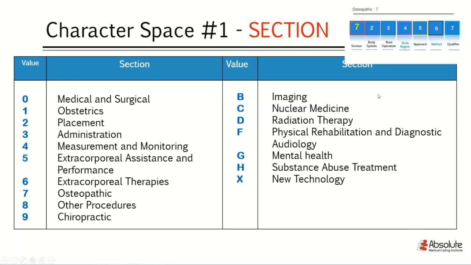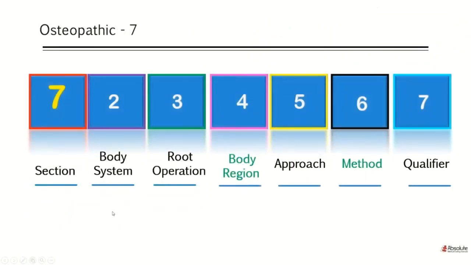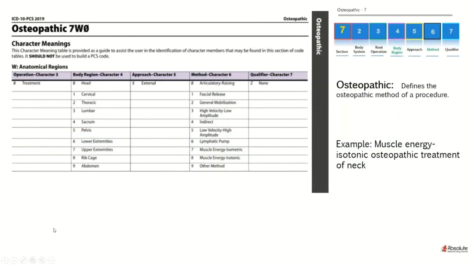Character space 1, section 7 is osteopathic. And we have our section, our first character is section, 2nd body system, 3rd root operation, 4th body region. We have our approach, 6th method, and your 7th character will be your qualifier. All right, now let's go ahead and define what osteopathic procedures will represent. First, we know we're in the correct section. We see that 7. So let's define what osteopathic is. This pretty much defines the osteopathic method of a procedure.